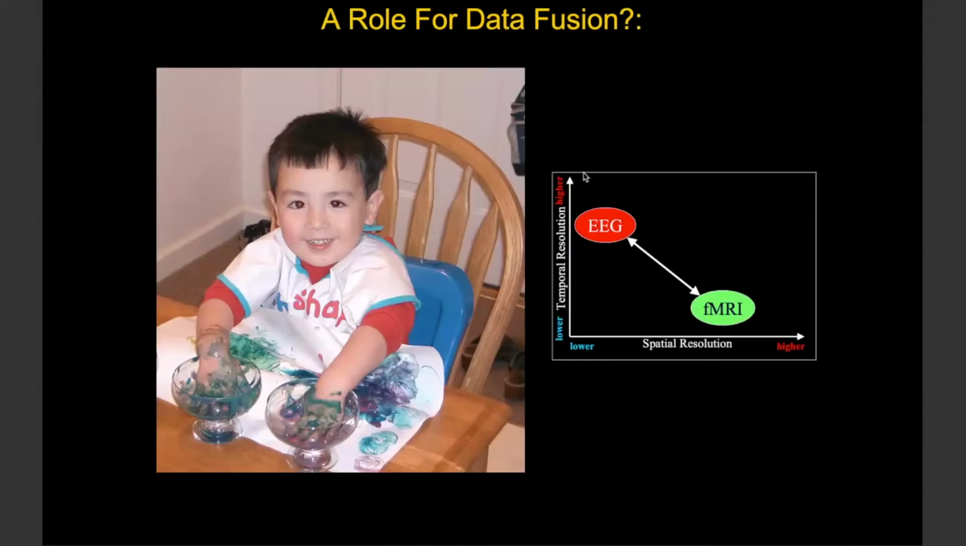I always like to show this figure. This is my son. He's now a junior in high school, and he was doing data fusion when he was little. What I hope we are doing is a little bit more sophisticated than what he's doing, basically trying to leverage complementarity. In the common example, EEG has high temporal resolution, millisecond accuracy. fMRI gives you localized hemodynamic information, and so bringing those two together makes a lot of sense.